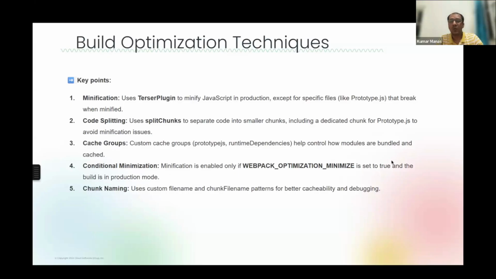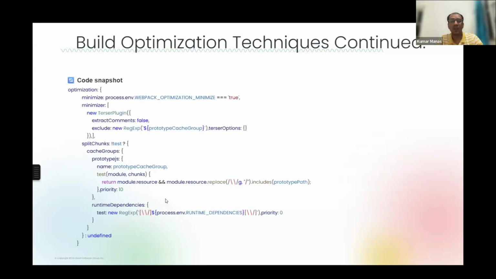Conditional minimization. This is something where, if we don't want to minimize our code, we may configure this, and this attribute is available inside the .env file. Chunk naming: we are doing chunk naming to manage cacheability and debugging in fast mode. So if something has been deployed and we are doing the rebuild, then chunk naming helps us to maintain the cacheability and debugging. Next slide, we'll see what other things we have.